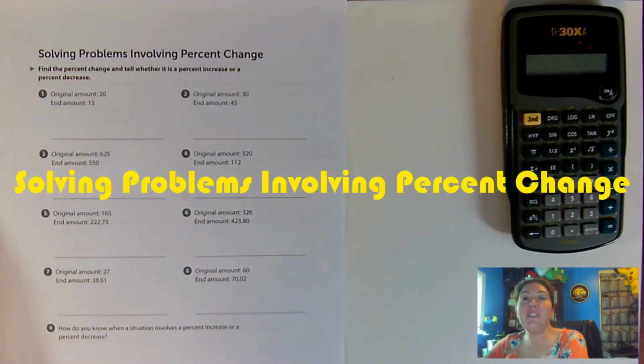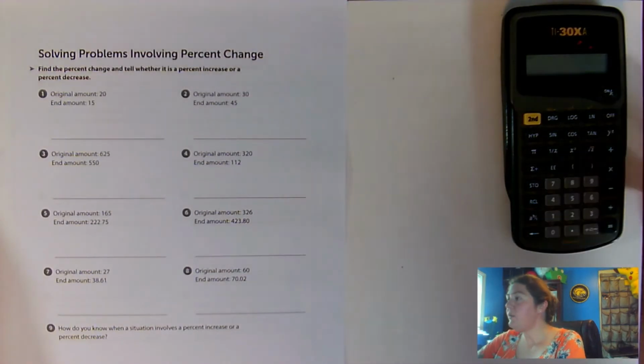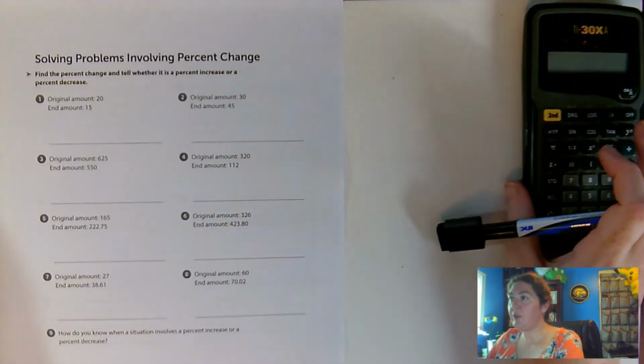Okay, and now we're going to look at page 3 of your packet. This is solving problems involving percent change. Your directions say find the percent change and tell whether it is a percent increase or a percent decrease. This is something we haven't done yet. This is something we haven't talked about in class. So I'm going to give you a brand new formula that we're going to work through.